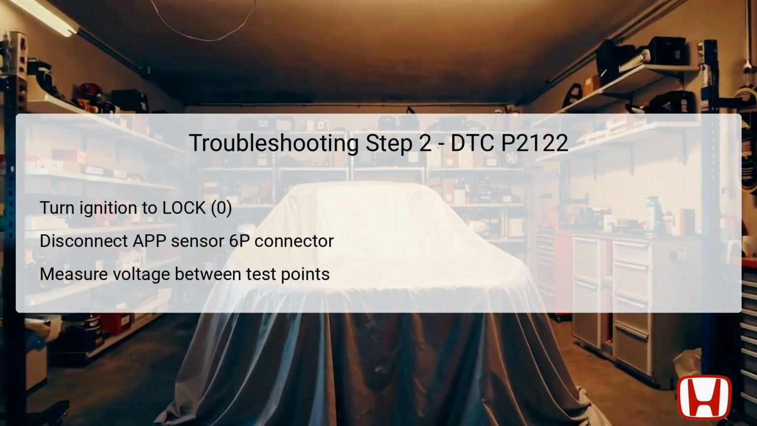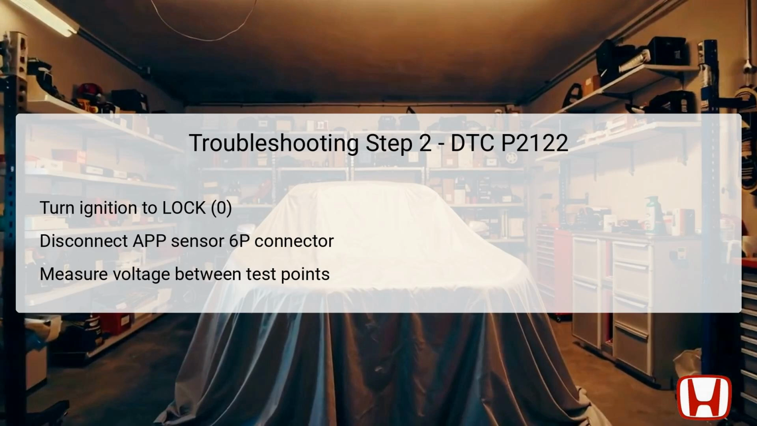Once the initial testing is complete, turn the ignition switch to LOCK (0) to ensure all systems are powered down safely. Disconnect the APP sensor 6P connector, which is crucial for isolating the sensor from the vehicle's system. With the sensor disconnected, turn the ignition switch back to the ON (II) position. Then measure the voltage between test points designated as VCC4 and SG4. The specific test points are defined as APP sensor 6P connector number 4, brown, and number 5, light blue.